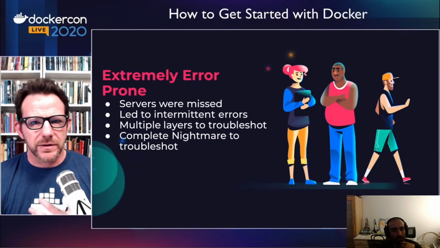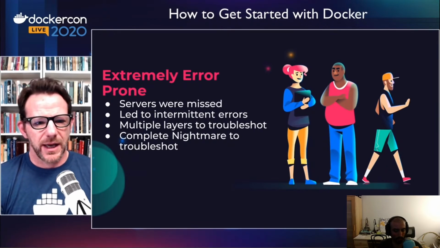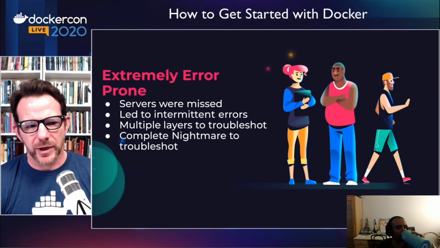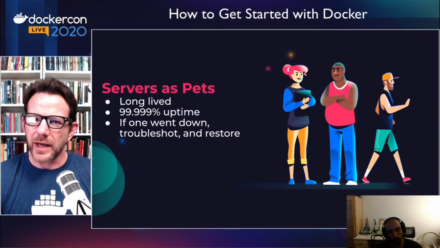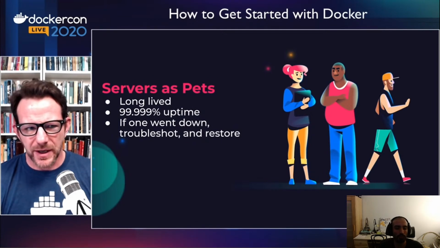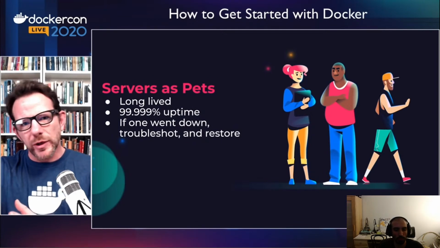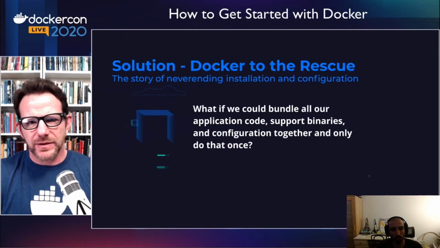And we would get these errors, and it was because one of the 50 servers in the data center wasn't configured correctly. And so to try and troubleshoot this was a nightmare. You had to look at multiple layers. So we really thought of our servers as pets. We wanted them to stay up and running for long times, 5 nines uptime. And when one went down, we'd pull it out of the layer, we'd try and fix it and heal it and put it back into the layer. And it was just really hard.